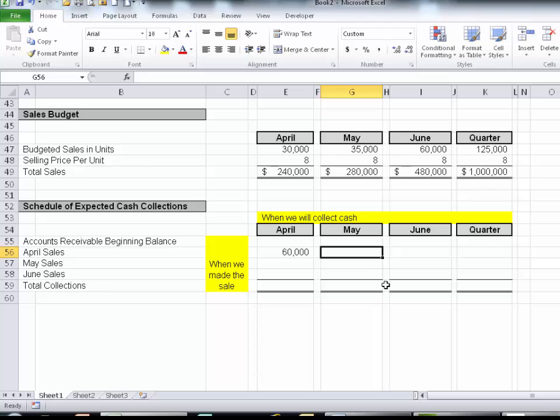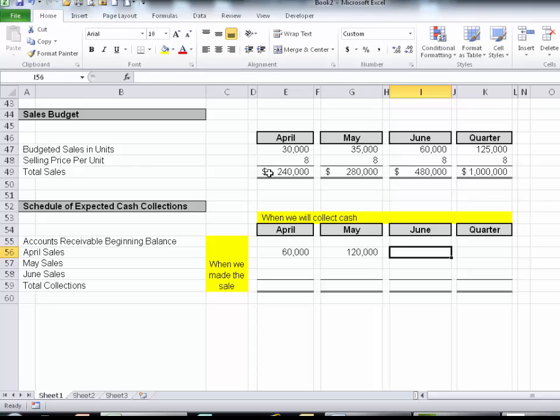Now I'm going to do the same thing for May. So the month after sale for April is May, right? April, May, June. And I'm going to collect 50% of April's sales in May. So this cell multiplied by 50%. So I collected another $120,000 of April sales in May.